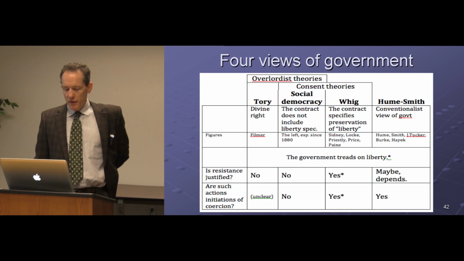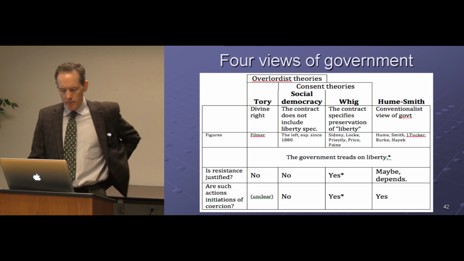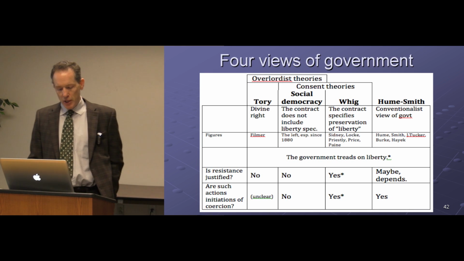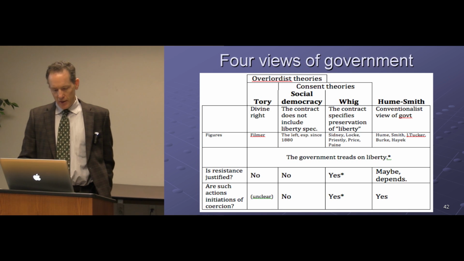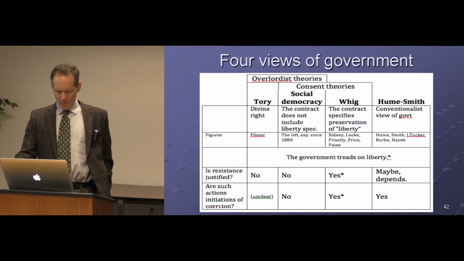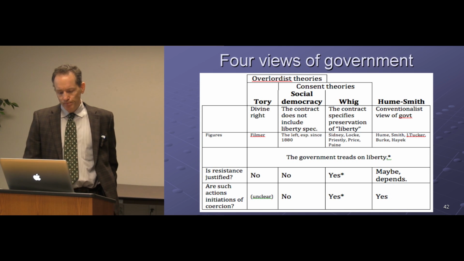So the Hume-Smith column at the end is what I call the conventionalist view of government. I think it's fair to say it was shared by Hayek. I think it's quite clear that it was shared by Josiah Tucker. I think Burke is a reasonable thing there. Do you think so as well?